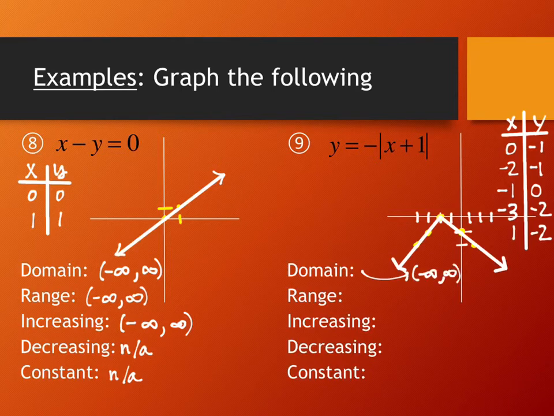Negative infinity to infinity. What's my range? Ooh, good. This is the first one we've had like that. Negative infinity, it ends at 0. It equals 0 because I actually have a value that I'm at on the x-axis there. So negative infinity to 0.